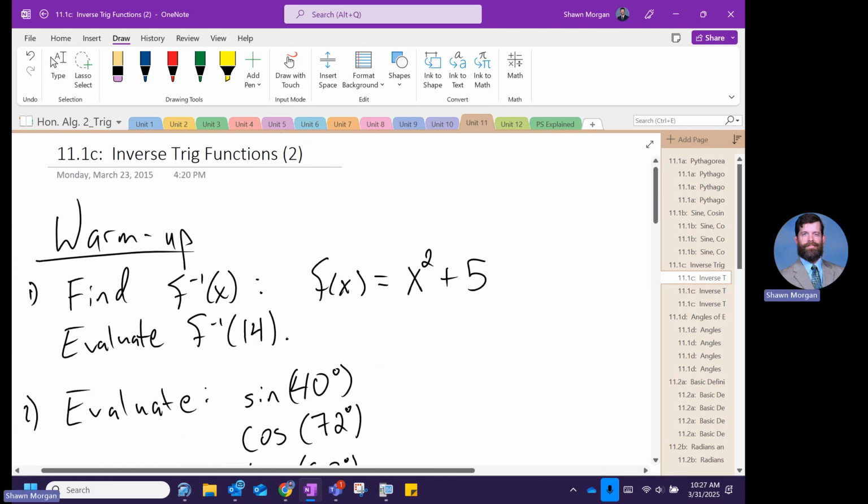Look at number 1. Find f inverse. Take 30 seconds and see if you can find f inverse. Do we remember those, Andrew? Do we remember those same 2 steps?